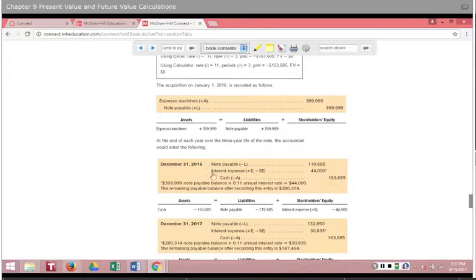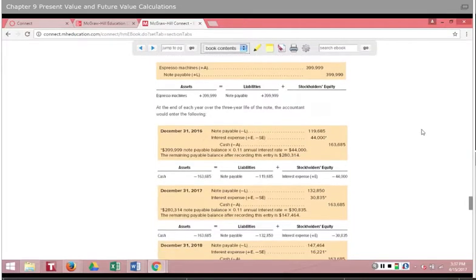In order to calculate the interest, we have to take the principal of the note at the start of year 1 times the 11% to get $44,000. Then we subtract the $44,000 from the $163,685, and the remainder of the payment has to equal the reduction to notes payable. So then the reduction to the note would be deducted from the $399,999, and that would be the amount that would still be outstanding for the obligation at the end of year one.